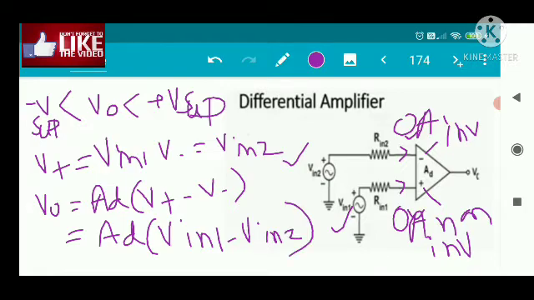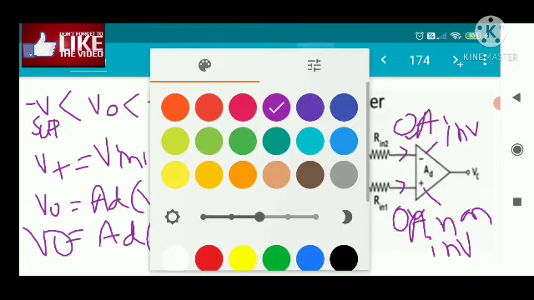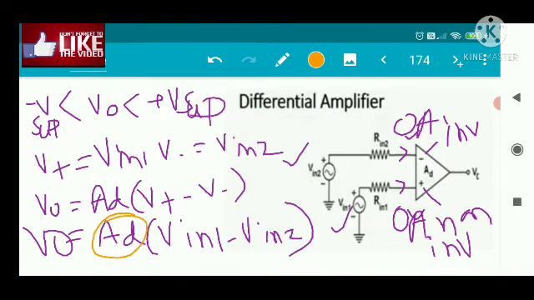So op amp is nothing but a differential amplifier which amplifies the difference, and this is called the differential gain. This is your differential gain. So this is a differential amplifier, and the op amp is also a differential amplifier which amplifies the difference between these two voltages. Okay, so next we will discuss the inverting amplifier.